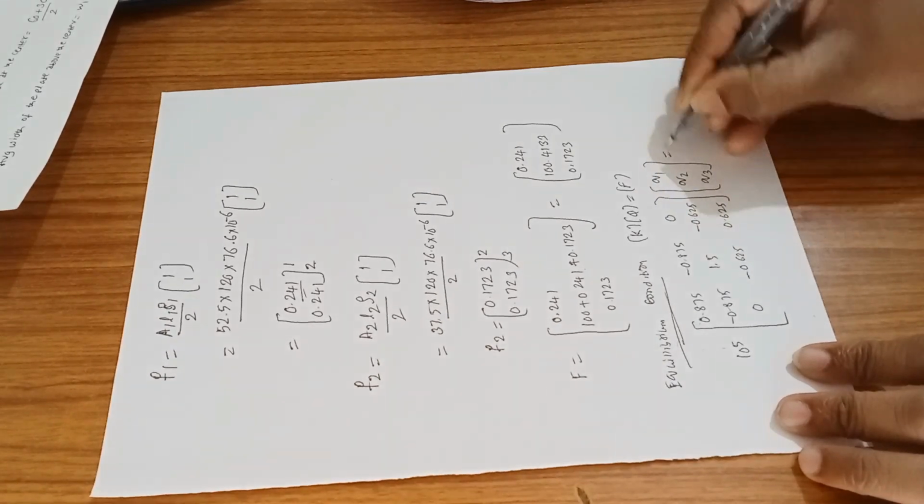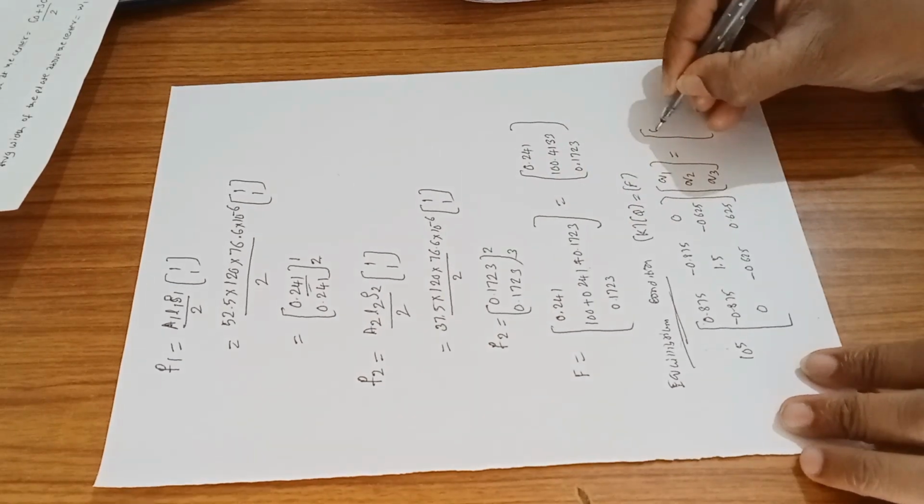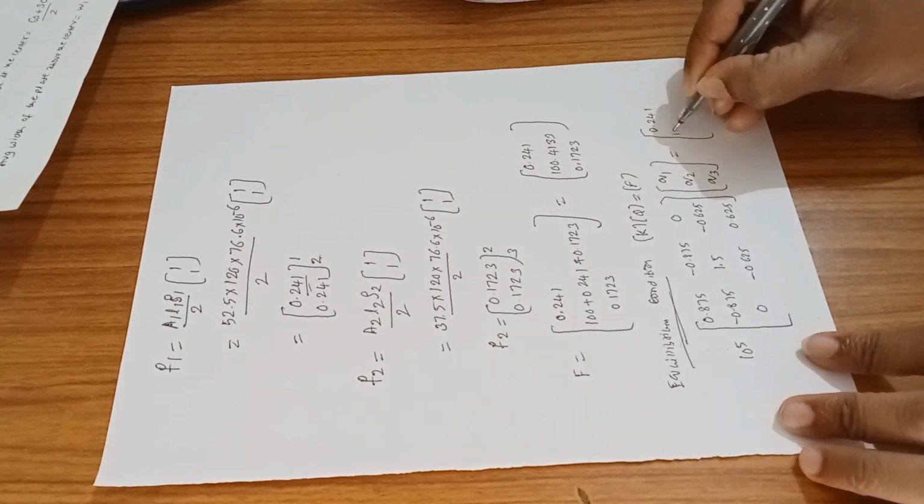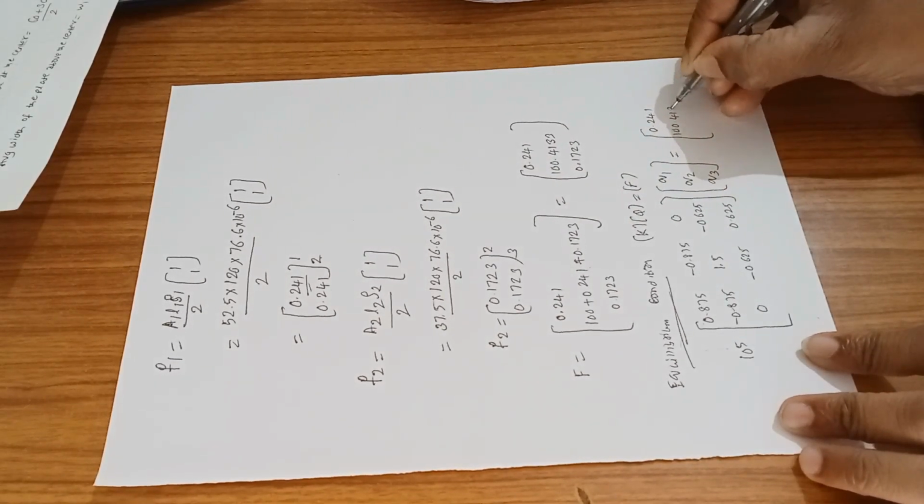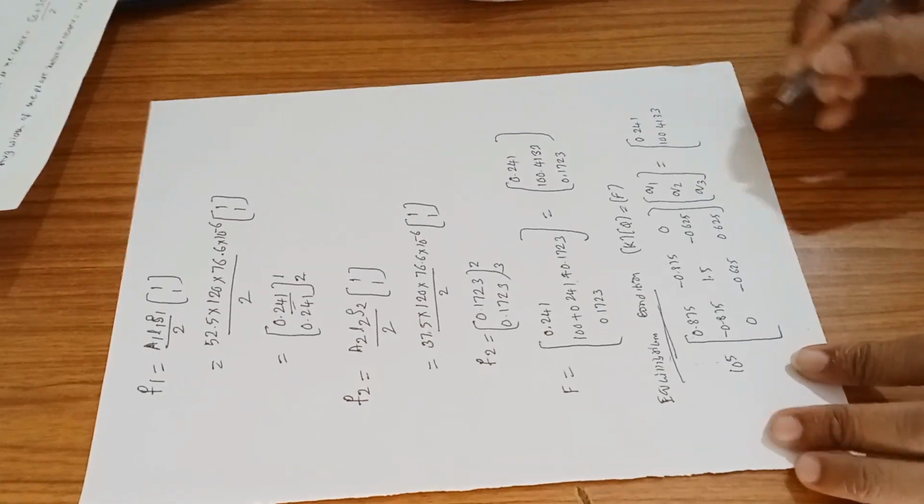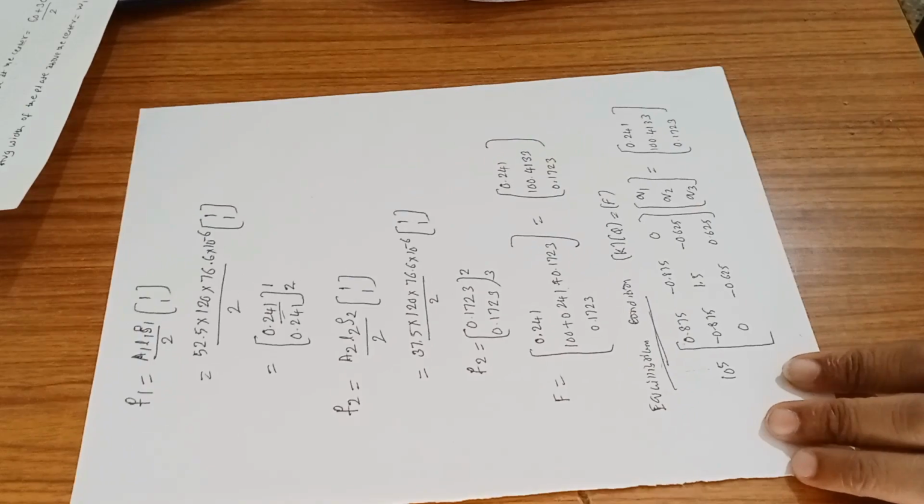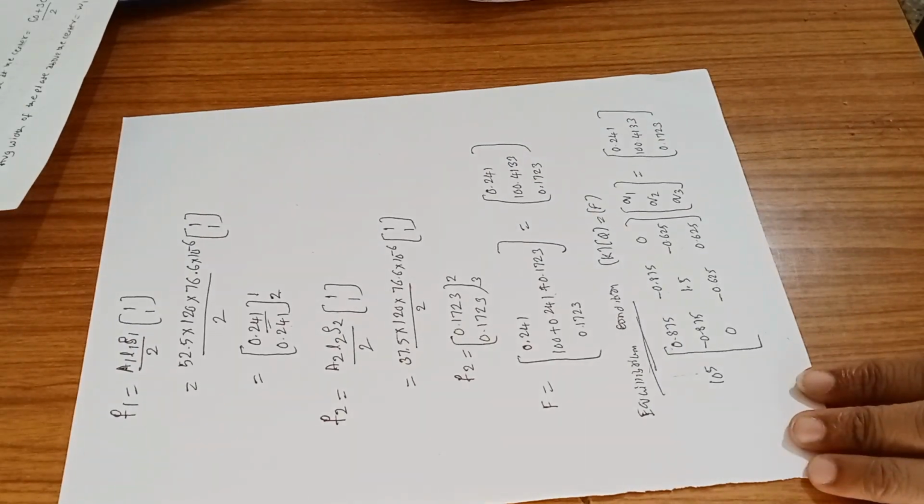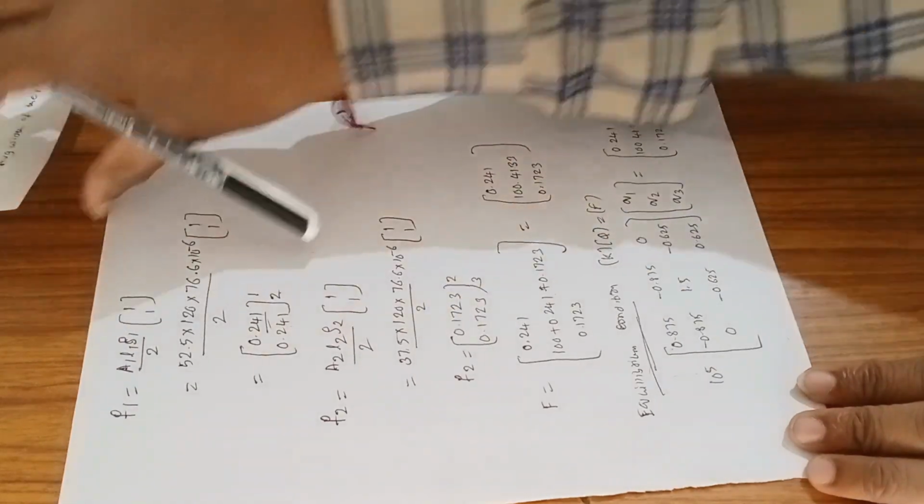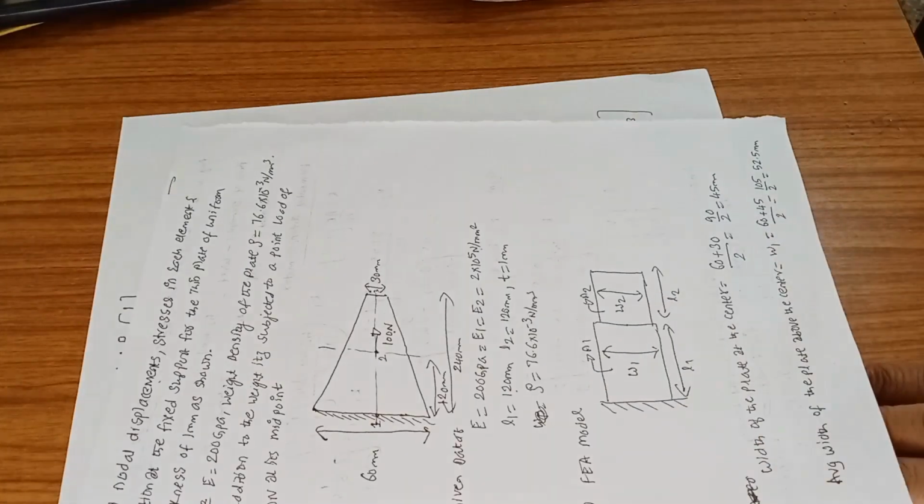And finally F1, F2, and F3, I'm going to retain this here: 0.241, 100.4133, and 0.1723. So I'm going to include all those things here. So this is what we have got as K into Q, which is equal to F. Now according to this elimination method, we have to apply the boundary conditions.